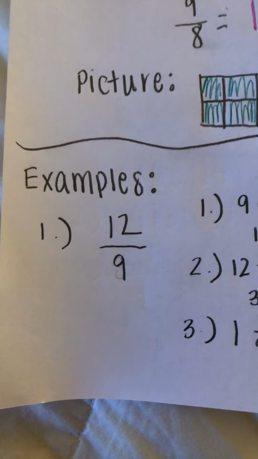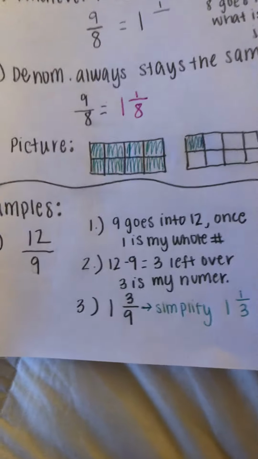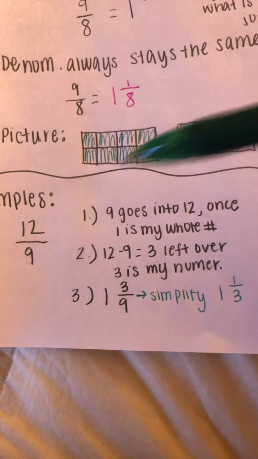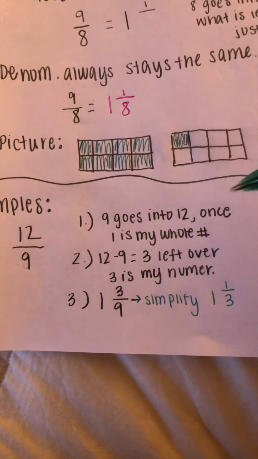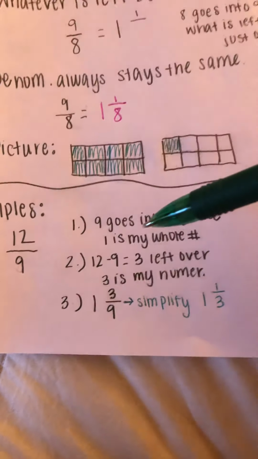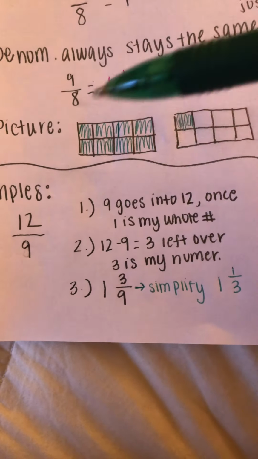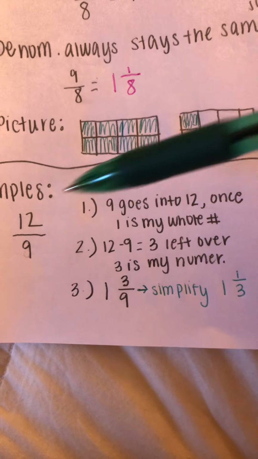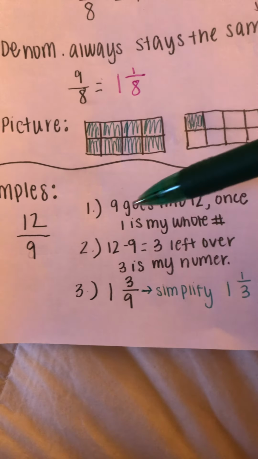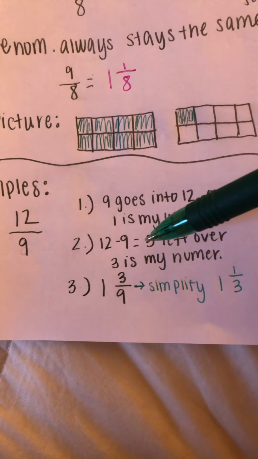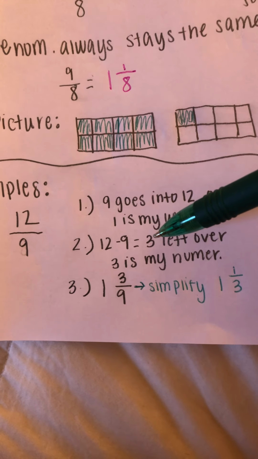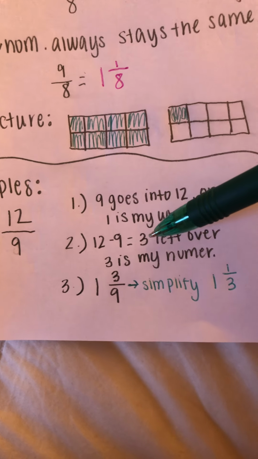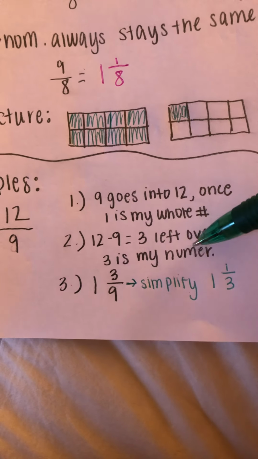Number 1, 12/9. The first step is to see how many times the denominator goes into the numerator. Well, 9 goes into 12 once. So 1 is my whole number. Then I need to see what is left over from that 12. If 9 goes into 12 one time, that means I have 3 left over. I just did 12 minus 9 because it goes in once. And 3 is my leftover. So 3 is my numerator.